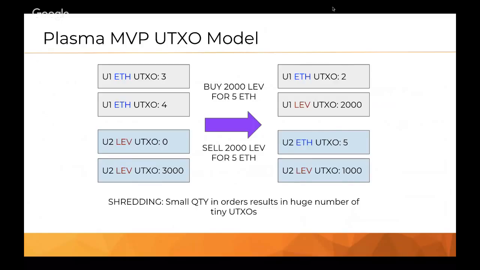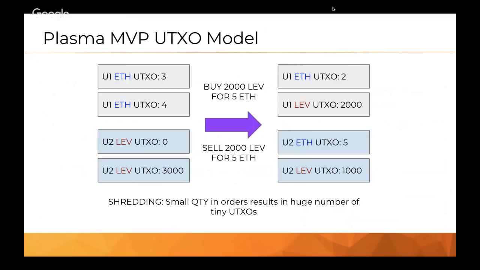So we go back to Plasma MVP and show how they have designed their UTXO model, and we will see how we derive our system from it. It's fairly simple. You have 2 inputs and 2 outputs per user per transaction. So in our example here, there is a user 1 and user 2. User 1 has ether and wants to buy lev. The user 2 has lev and wants to sell it for ether.